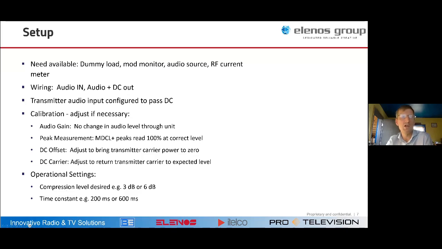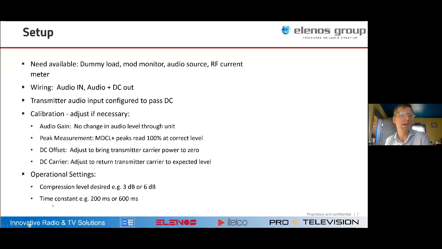And you've just got 2 operational settings. One is that compression level we talked about. Typically, you might start with 3 dB, and other people might go straight to 6 dB because they've talked to other broadcasters, let's say, who have had good results at 6 dB. So you can adjust that to whatever level you want.